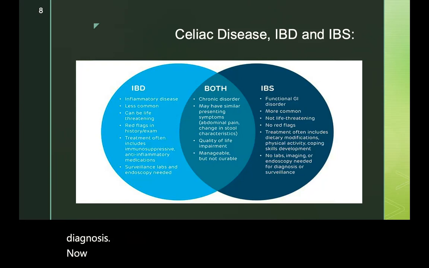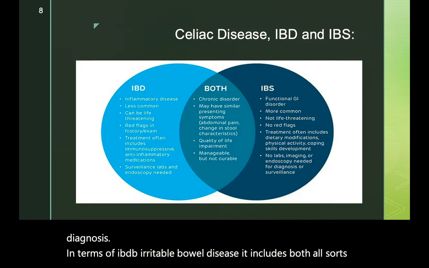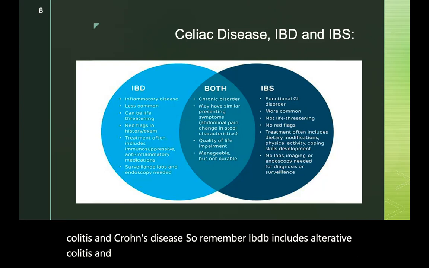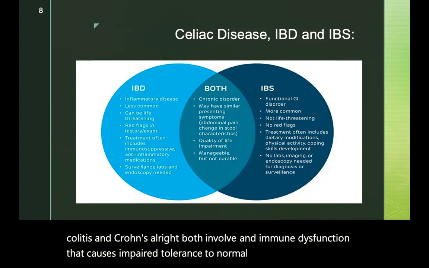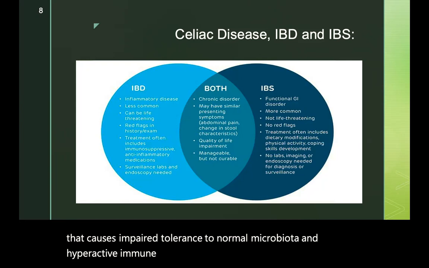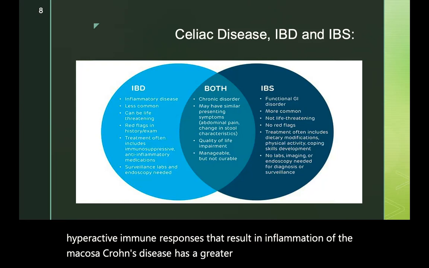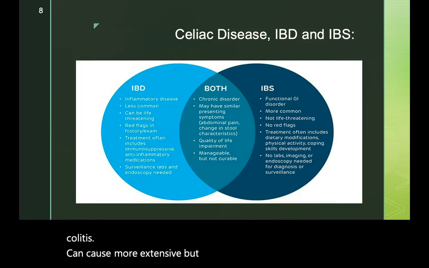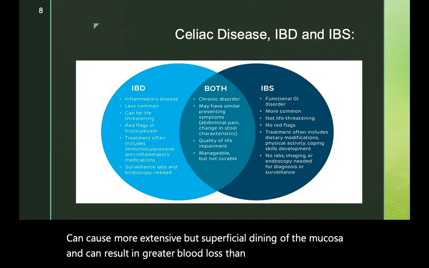Now, IBD, or inflammatory bowel disease, includes both ulcerative colitis and Crohn's disease. So remember, IBD includes ulcerative colitis and Crohn's, all right? Both involve an immune dysfunction that causes impaired tolerance to normal microbiota and hyperactive immune responses that result in inflammation of the mucosa. Crohn's disease has a greater propensity to cause transmural lesions and potentially fistulas, whereas ulcerative colitis can cause more extensive but superficial denuding of the mucosa and can result in greater blood loss than Crohn's disease.